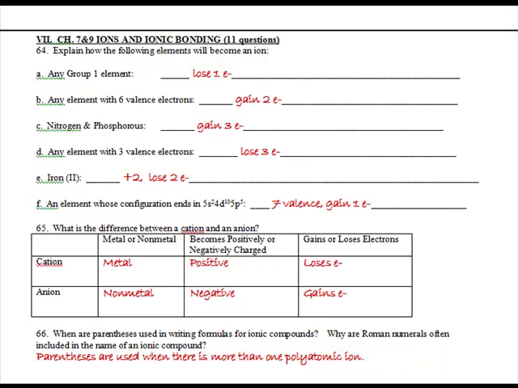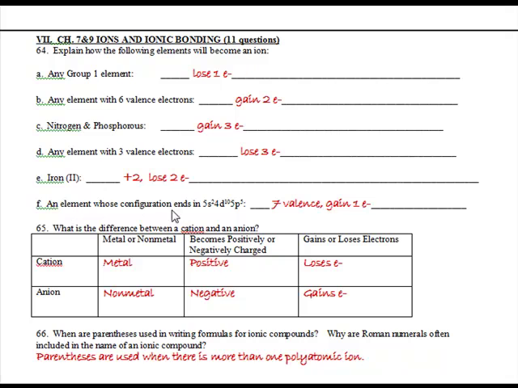E, iron with a Roman numeral 2 in parentheses. That 2 means that's the charge. It's a metal, so it's going to be a cation. That's going to be positive, so it's a positive 2. And then it's going to lose 2 electrons in order to become positive 2.